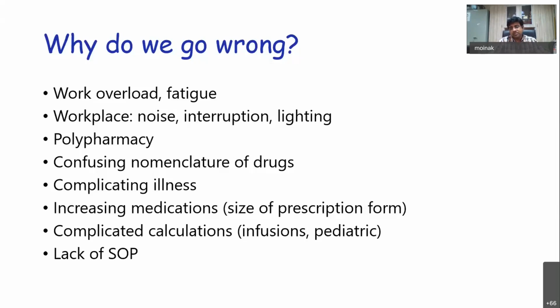Complicating illness. Sometimes patients have one illness that leads to another, and the number of drugs start increasing. So we get confused there. Increasing medications. The size of the prescription forms becomes very important. As I have showed you in my previous slide, in our SGPGI, we have two types of prescription, the shorter ones and the longer ones. Imagine fitting 10 drugs in the short prescription because of its availability. If that's the only thing that is available, you are going to compromise. So people are not going to be able to read.